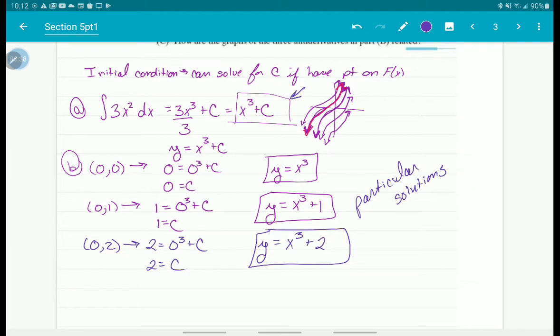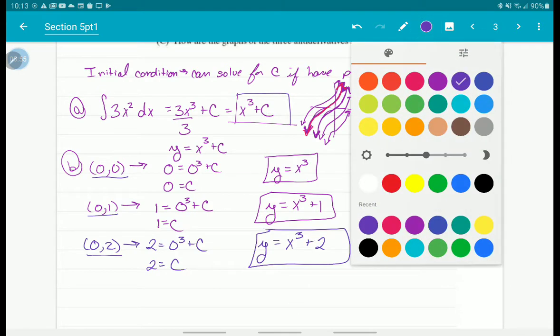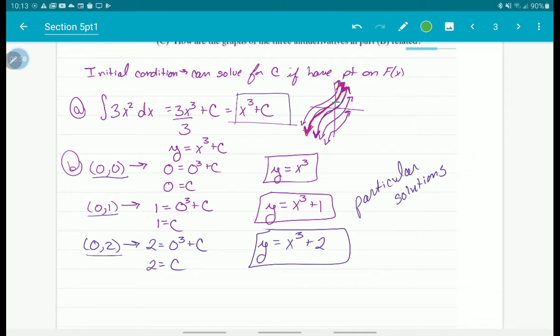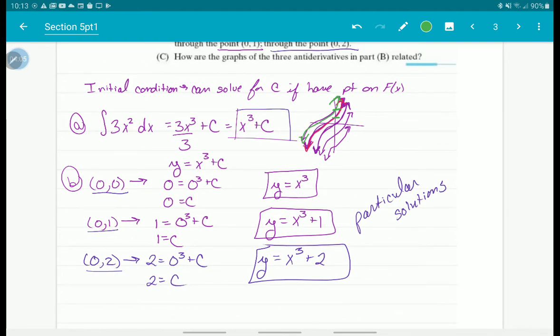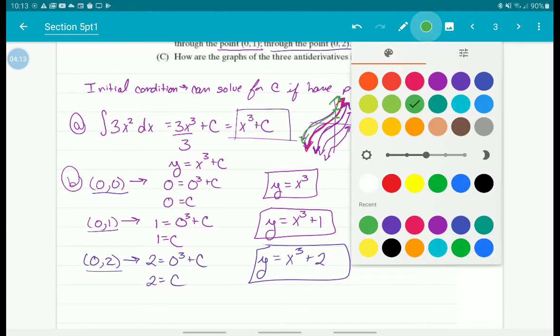Whereas this is an indefinite solution. It's indefinite because we don't know what c is, because you don't have enough information. But as soon as you say it has to go through a specific point, then you have a particular solution there. So that graph would be shifted up 2 units, which would look like that. C's asking, how are these related? Well, they're just vertical shifts of that original function y equals x cubed.